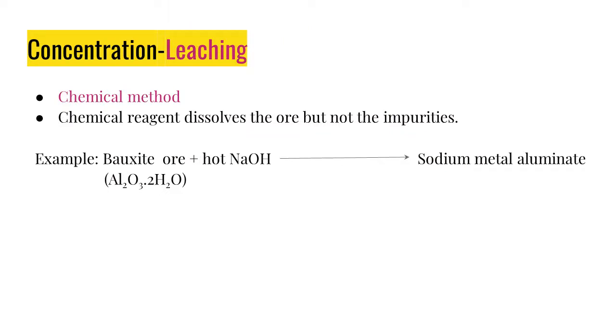The last method of concentration is leaching. This is a chemical method of separation. So we add a chemical agent to the ore which reacts with it and forms a soluble material, and the impurities will not dissolve in it. Say for example, we take bauxite ore which reacts with hot sodium hydroxide and forms sodium metaaluminate, which is soluble and leaches out, whereas the impurities are not soluble and remain separate. So you can separate soluble material and insoluble impurities using this leaching method.